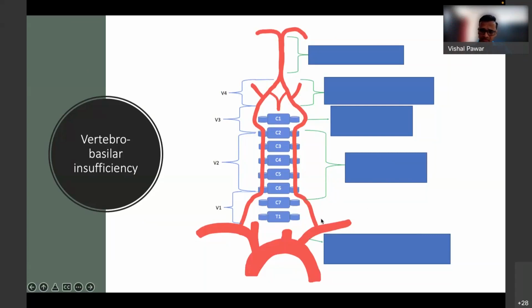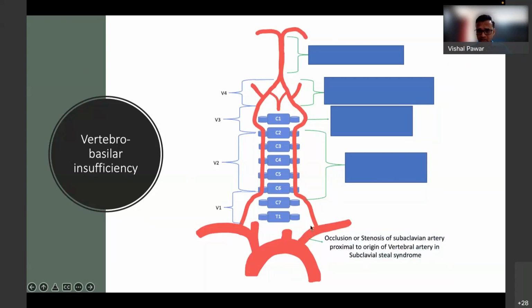There are certain disorders which are common in these different parts of the vertebral artery. For example, occlusion or stenosis of the subclavian artery proximal to the origin of the vertebral artery is common in patients with subclavian steal syndrome. V2 is the most common site for vertebral artery dissections. Whenever there are chiropractic maneuvers, head injury, trauma, road traffic accidents, or vertebral fractures, it can lead to dissection of the vertebral artery, and it can lead to vertebrobasilar stroke, ischemia.